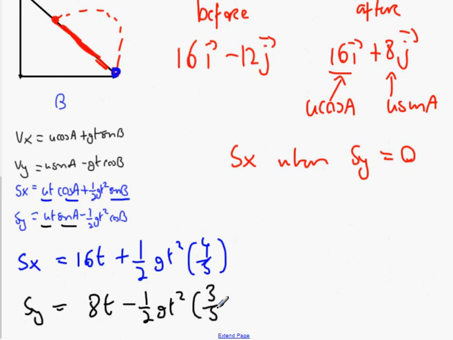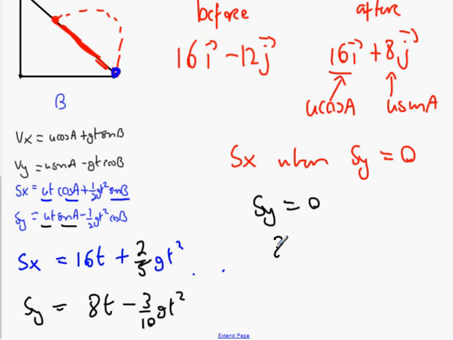Now we'll just fix up the fraction straight away. Half of 4 over 5 is 2 over 5, so we just change that into 2 over 5 straight away. And then what about the second part? A half of 3 over 5 would be 3 over 10. Nothing we can really do about that with regards to fifths, so 3 over 10. Now, there's our two formulas. Solve the first one equal to 0. So sy equals 0 is 8t minus 3 over 10 g t squared equals 0.